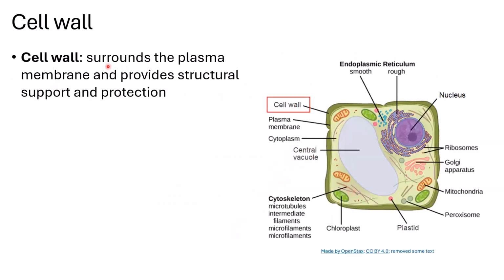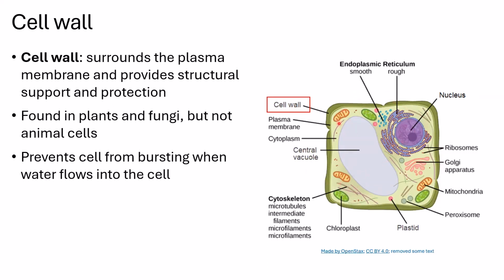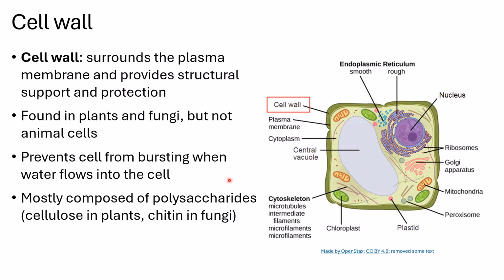Like in prokaryotes, the cell wall is a structure that surrounds the plasma membrane and provides structural support and protection. It is generally found in plants and fungi, but not animal cells. It helps hold the cell together when water flows in to keep the cell from bursting. In plants, the cell wall is made of cellulose, and in fungi, the cell wall is made of chitin, both polysaccharides that we touched on in our previous lecture.